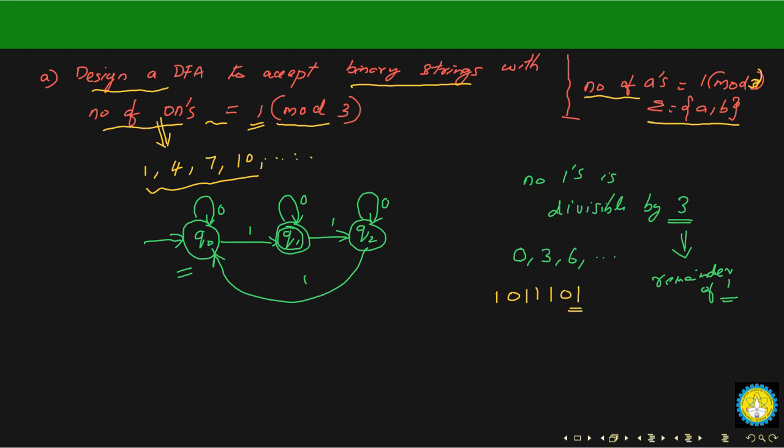Let's look at what happens if one more 1 is there. If this is the string, then from Q1 you have to make a transition on 1. That means you will be at Q2. When you see one more 1 there, you will be at Q2. It essentially means that you've seen 5 ones. So this is the way that we are going to design this.